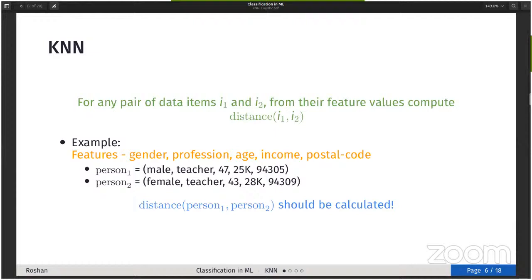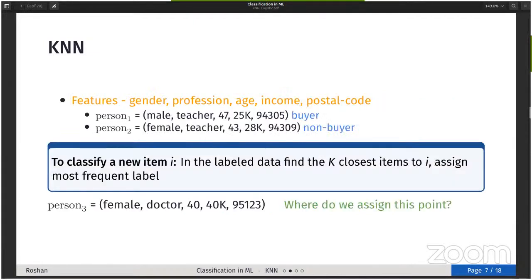And of course, all of these features should have a label. So a specific person having these five features will be a buyer, and another person who has these features will not be a buyer.